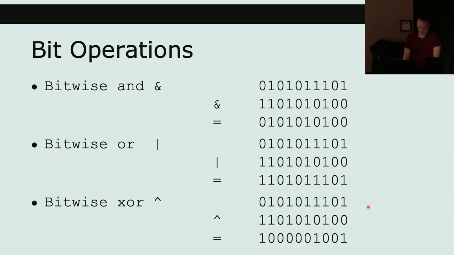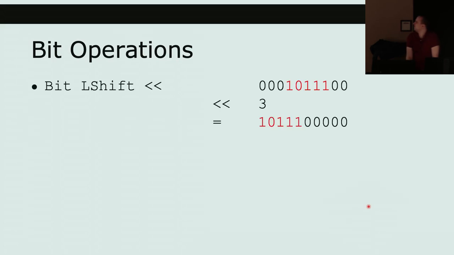There's also left shift and right shift. So if I have the bits right here and I bit shift left by 3, this literally takes all the bits and moves them to the left by 3. And if it goes off the edge, they just get truncated. Okay.